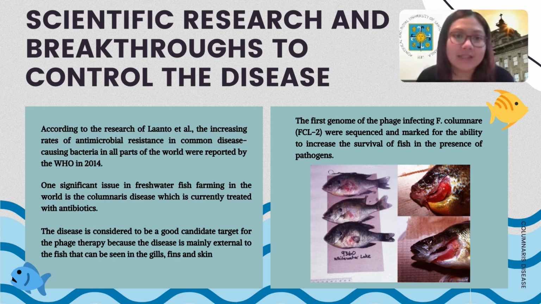In utilizing FCL2, it shows that phages have outstanding potential for controlling the columnaris disease in small-scale experiments, which is also applicable in rainbow trout populations in flow-through tanks. Therefore, phage therapy is a sustainable and efficient disease management method in the case of columnaris disease in aquaculture.